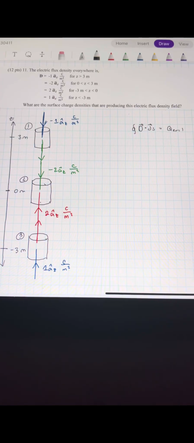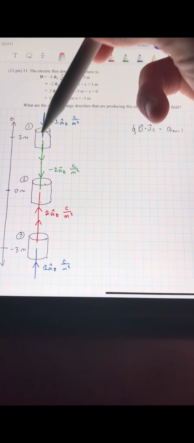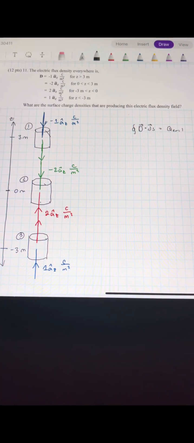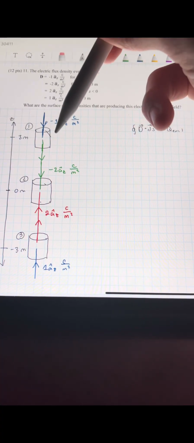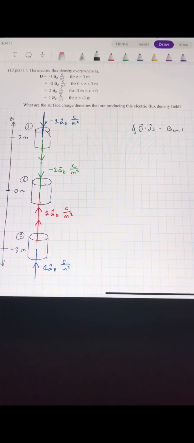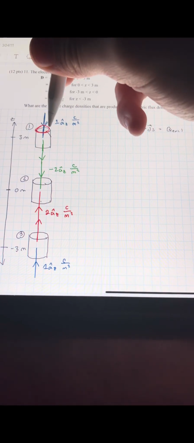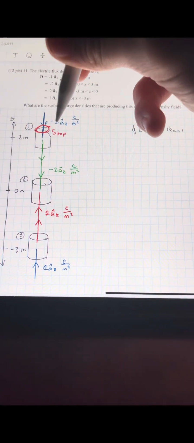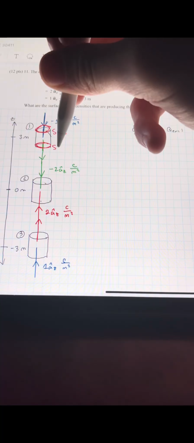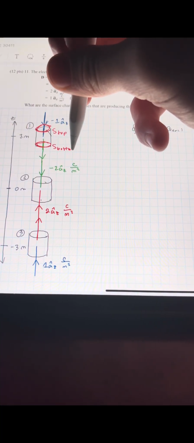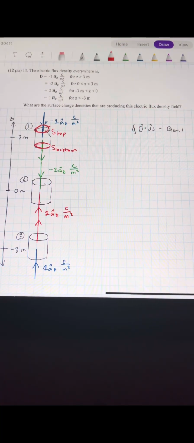At each boundary, you can imagine a very thin Gaussian surface crossing the plane, and the top face is just above the plane, and the bottom face is just below, and both faces have the same area of S. So this is S on the top, and this is S on the bottom. And the sides don't actually matter because D is only in the z direction. And then you can label the values of D.